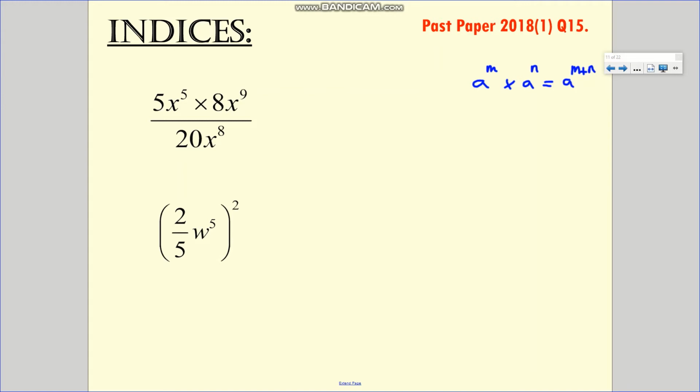The second rule is if you're dividing, let's say, b to the power of m by b to the power of n, so the same base again, you're going to get b to the power of m minus n: one power on top, take away the power on the bottom as your new power.